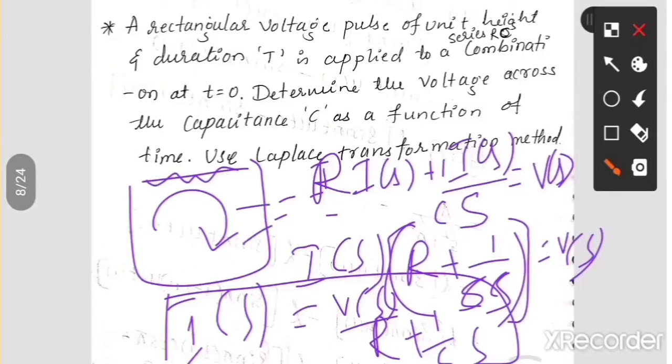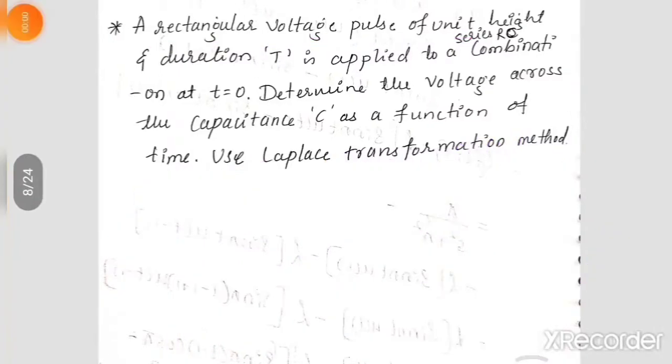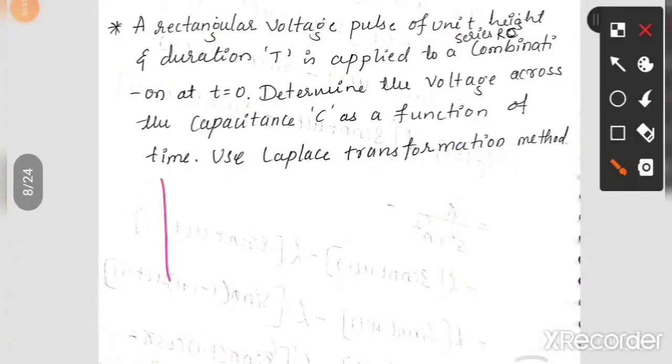Now, in this case, the voltage is not V of s, the voltage is this rectangular voltage pulse. So first we have to calculate what this V of s is, then we can substitute it in this. We'll take that rectangular voltage pulse from 0 to T, find its Laplace transformation first, and then apply it as a voltage to this RC circuit.